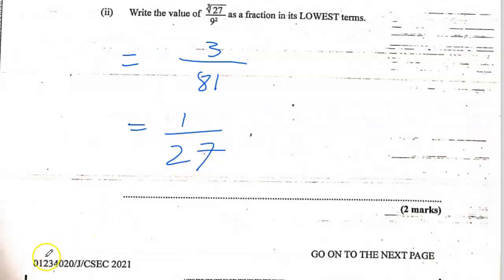So next we're asked to write the value of the cube root of 27 upon 9 squared as a fraction in its lowest terms. So we know 9 squared in the denominator, that's 9 times 9, that's 81. The cube root of 27, we think of which number will multiply by itself 3 times to get 27, and that number is 3, so 3 upon 81. And if we divide numerator and denominator by 3, this simplifies to 1 upon 27.